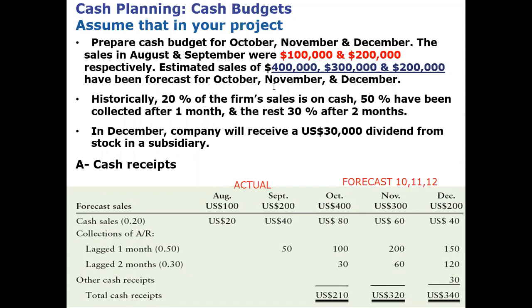So he is giving me given data, the 100K and 200K, which are the actual sales. And he told me that the forecasted sales, according to their estimations, campaigns, and targeting plans for increasing sales, will be 400, 300, and 200. So this is the expected.